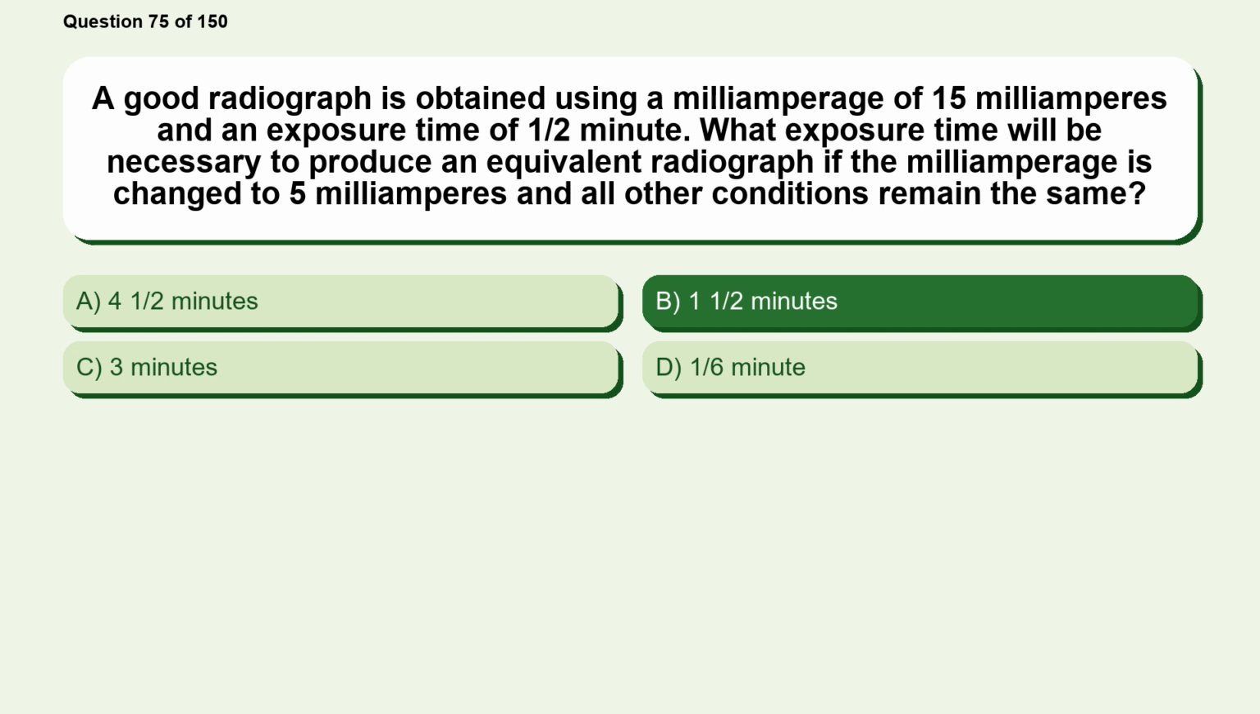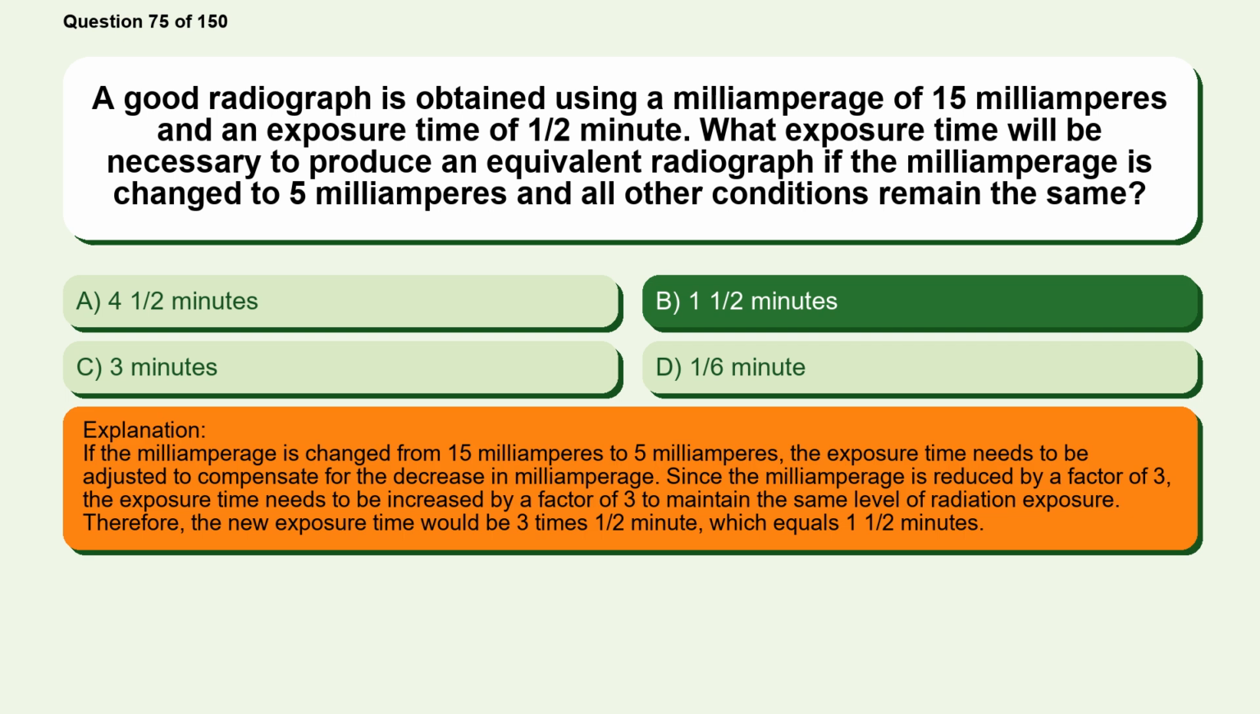1.5 minutes. If the milliamperage is changed from 15 milliamperes to 5 milliamperes, the exposure time needs to be adjusted to compensate for the decrease in milliamperage. Since the milliamperage is reduced by a factor of 3, the exposure time needs to be increased by a factor of 3 to maintain the same level of radiation exposure. Therefore, the new exposure time would be 3 times 1/2 minute, which equals 1.5 minutes.